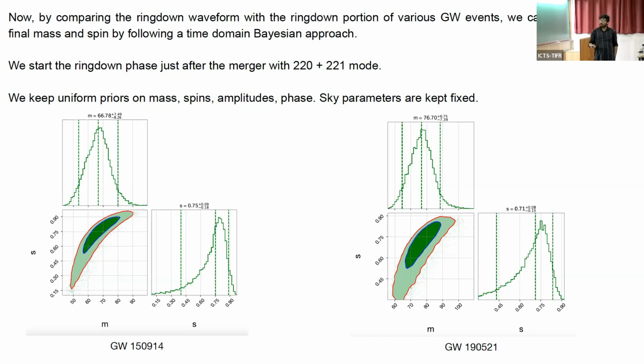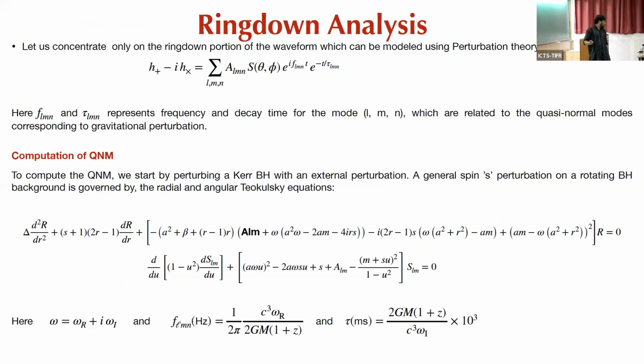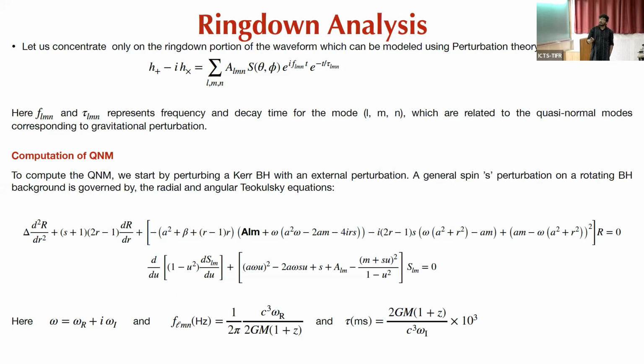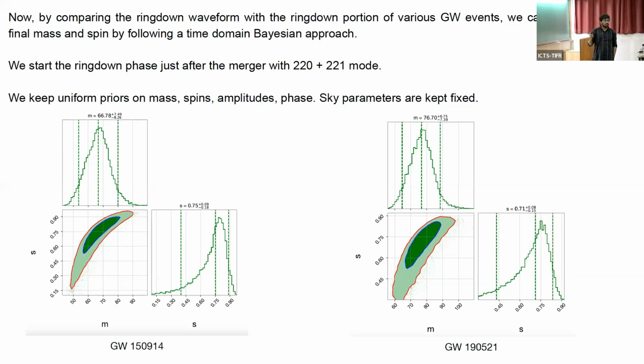For GW150914 and GW190521, I have plotted here the final mass and final spin, where I have just taken the 220 and 221 modes, as you can see, it's a function of lmn. In principle, it will take all higher values of lmn as well, but just restricting to the 220 and 221 modes is a very good estimate. By doing that, I'm able to compute the final mass and final spin.